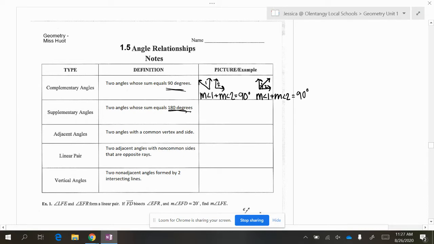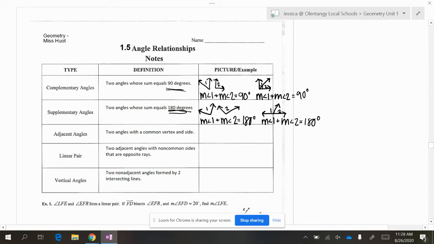Supplementary angles, they equal 180. So again, it's the same thing. If you put your angles together, so 1, 2, now when you add their measures together, they need to equal 180. And they could also look like this. 1, 2, measure of angle 1 plus measure of angle 2 is 180 degrees.